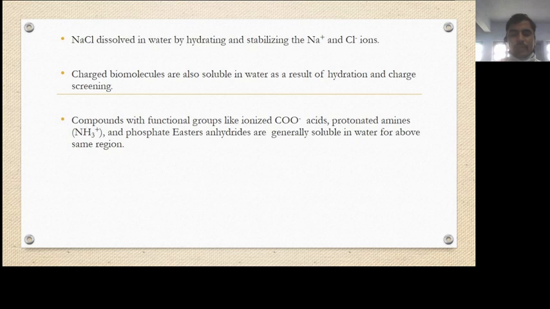This is all with regard to the structure of water molecules.